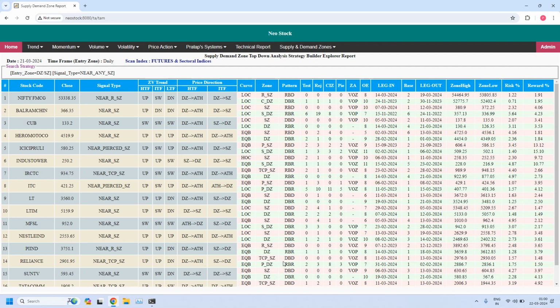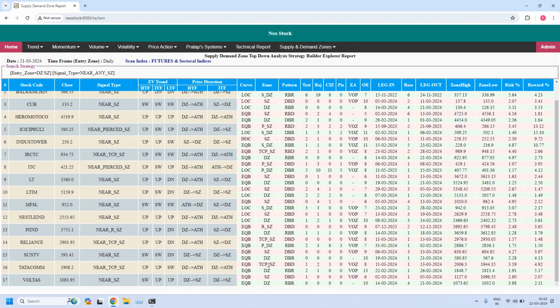Check the price structures. If everything is good, you can plan a trade. Otherwise, the zone will be violated if price structures are not good. So you need to identify a fine-tuned, fresh 5-minute zone. What else do we have?